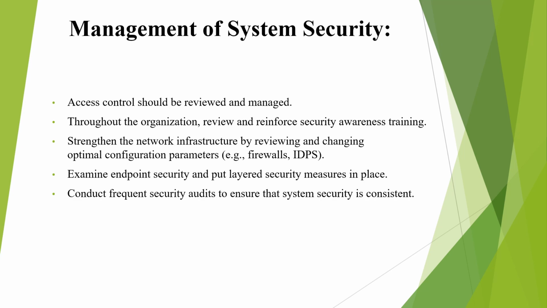The Reventon malware incident helped identify some system improvements that can be made to prevent further attacks. These include access controls that should be reviewed and managed throughout the organization. Security awareness training should be reviewed and reinforced. Strengthening of the network infrastructure by reviewing and changing optimal configuration parameters should be conducted. Examination of endpoint security and layered security measures should be in place. And finally, conducting frequent security audits to ensure that system security is always consistent.